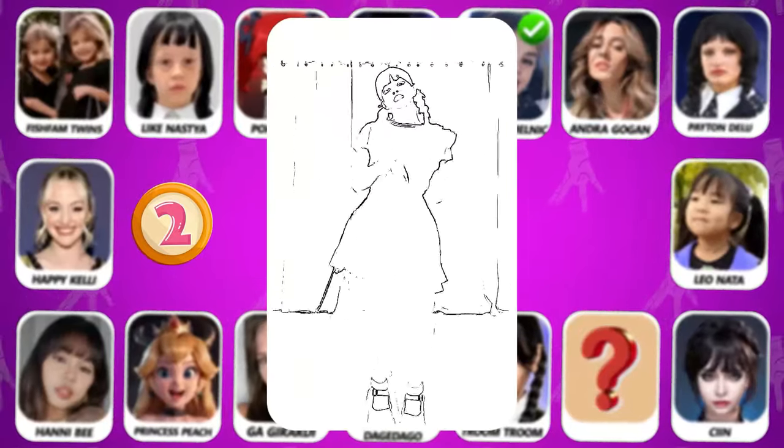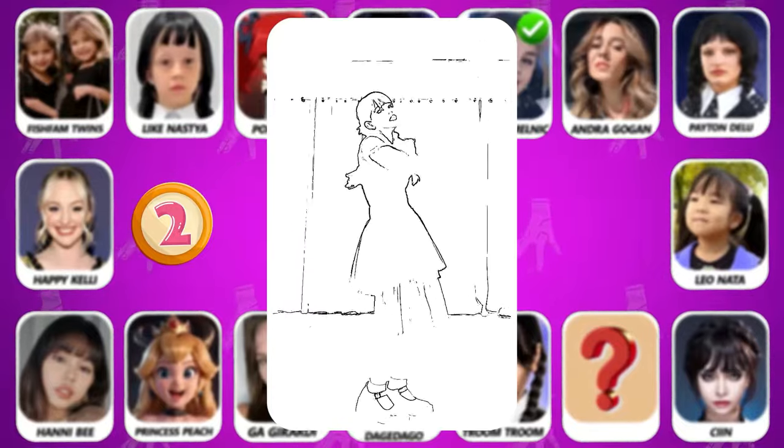Dance, dance with my hands, hands, hands above my head, like a G.